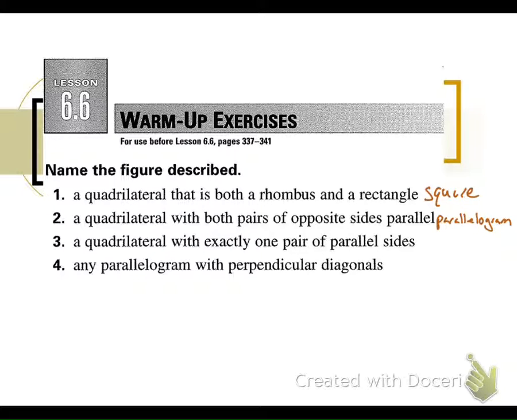On number 3, it is a quadrilateral with exactly one pair of parallel sides. So we're going to say trapezoid, because we don't know for sure if it's isosceles, but the trapezoid. So we have a trapezoid.